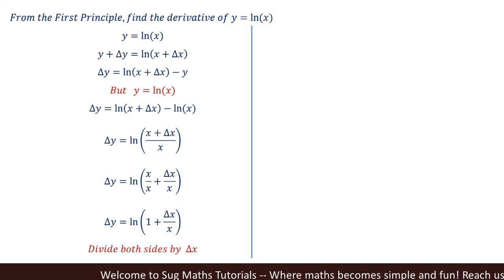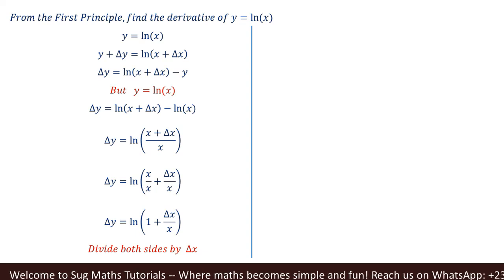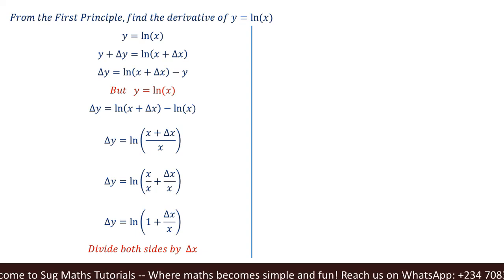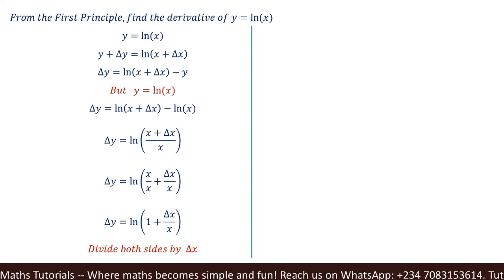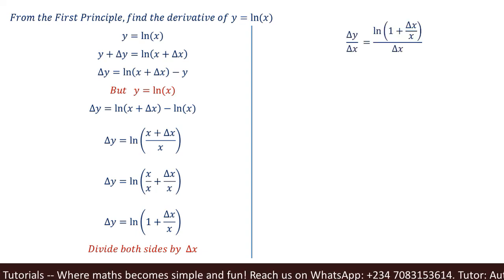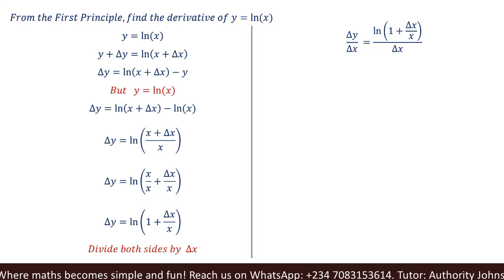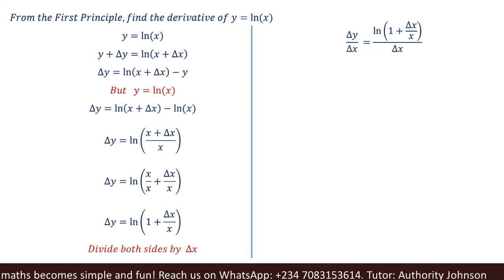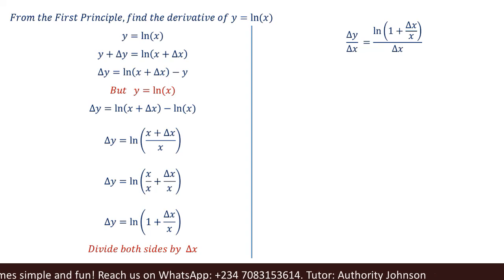Good. Further, we try to divide both sides by change in x, because this is a function of x and we are finding the derivative of this y with respect to x. That is why we are dividing by change in x. So here we have change in y all over change in x is equal to ln of 1 plus change in x all over x, all over change in x, right? Good. From here, we take the limit as change in x approaches 0.